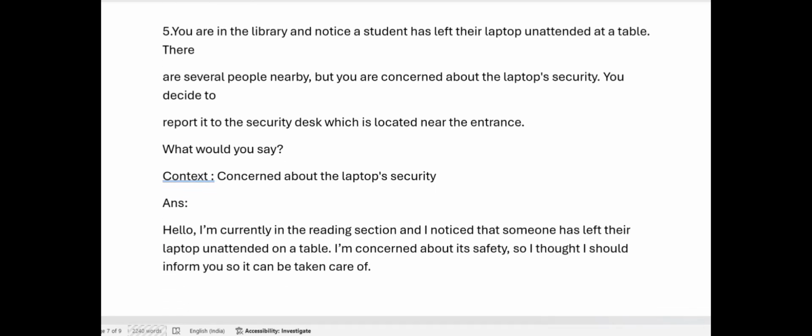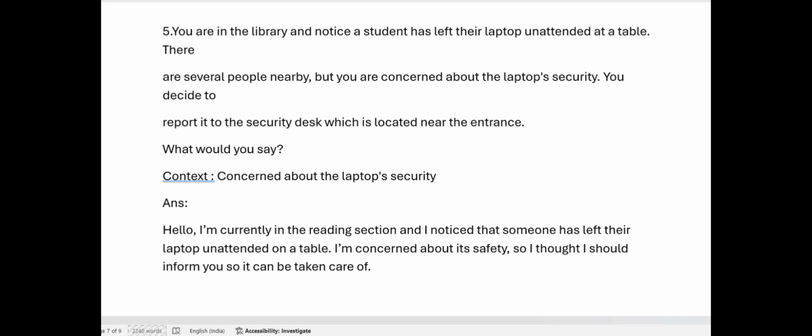Sample answer: Hello, I am currently in the reading section and I noticed that someone has left their laptop unattended on a table. I am concerned about its safety, so I thought I should inform you so it can be taken care of.